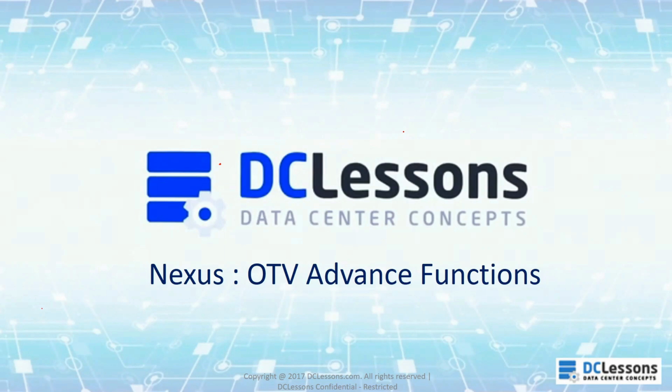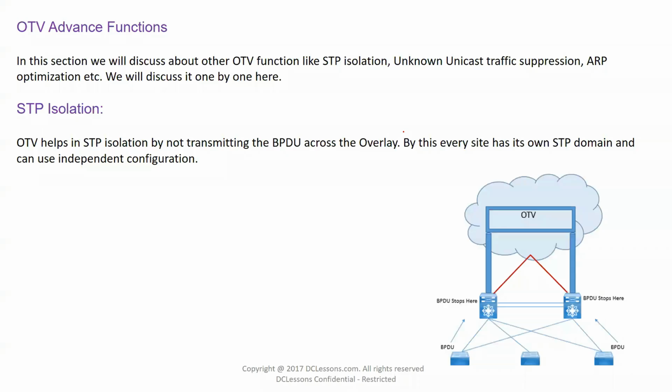Today we are going to learn about OTV advanced functions. So in this section, we will discuss the OTV functions like STP isolation, unknown unicast traffic suppression, ARP optimization, etc. Let's discuss them one by one.